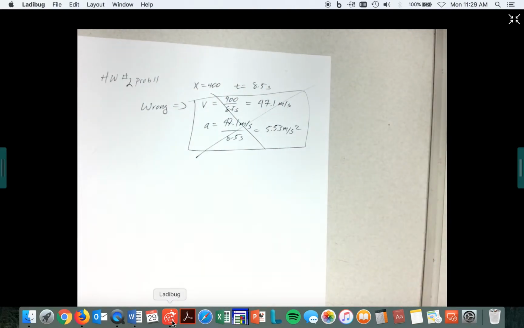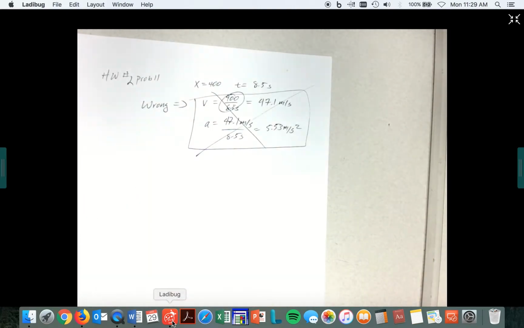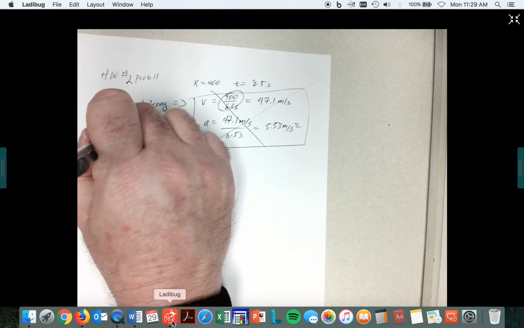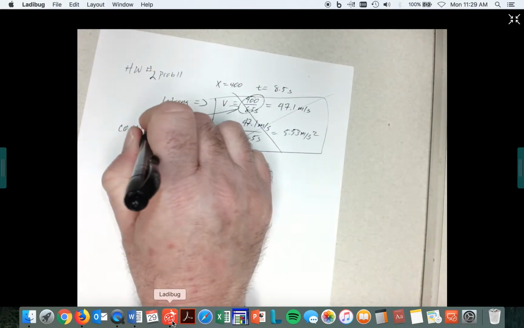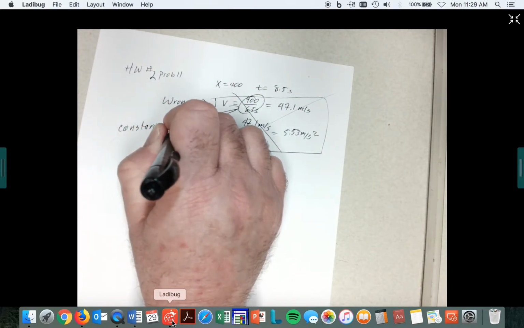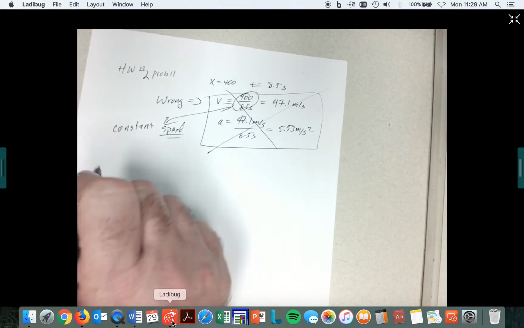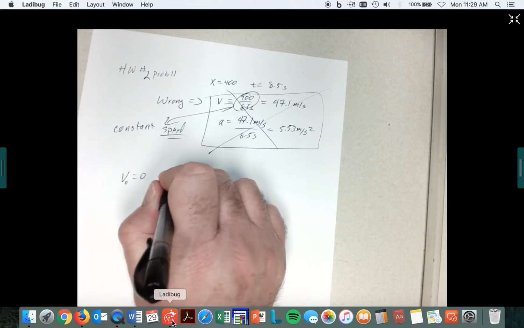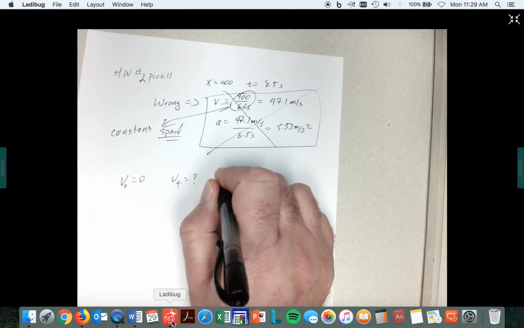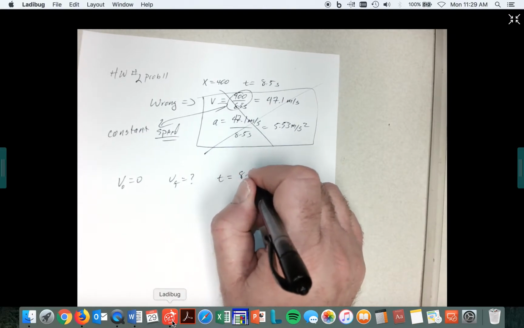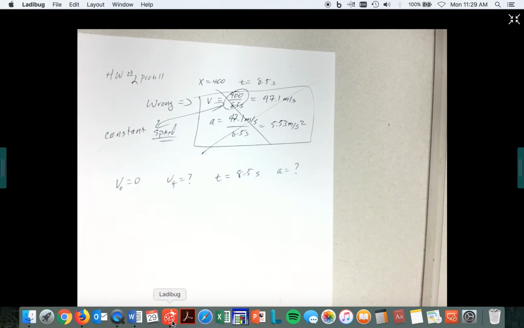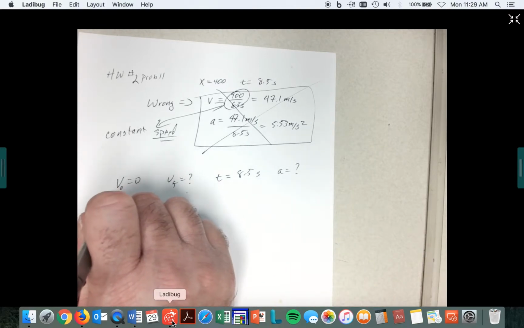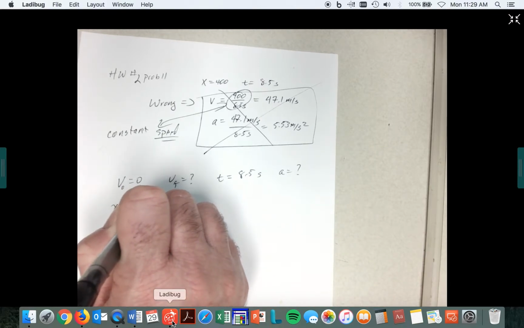Why? Because we make the assumption that it's going at a constant speed. That's wrong. It's not, it's accelerating. It started at 0, so v naught is equal to 0. V final, I don't know. The time I do know, 8.5 seconds. Acceleration, I don't know. So I've got these two unknowns. Distance, I do know. So I've got a lot of information here.